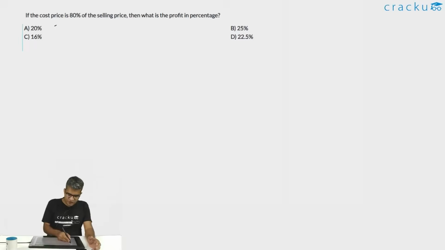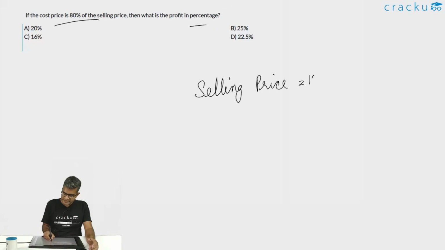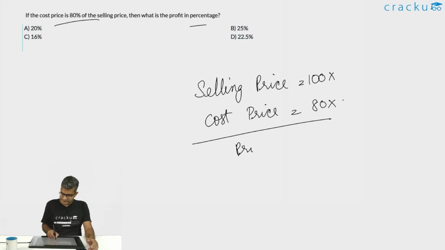Here we are told that the cost price is 80% of the selling price. What is the percentage profit? If you assume that the selling price is equal to 100x, the cost price, which will be 80% of it, will be equal to 80x. Therefore, the profit, which is equal to selling price minus cost price, will be 100x minus 80x, which is 20x.